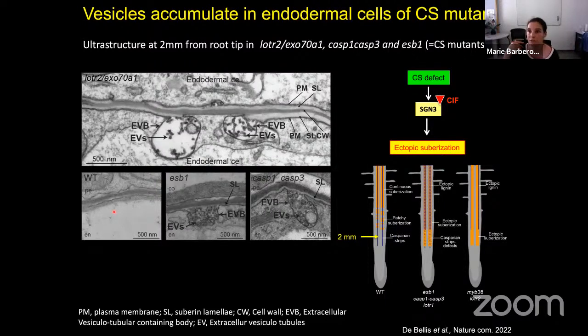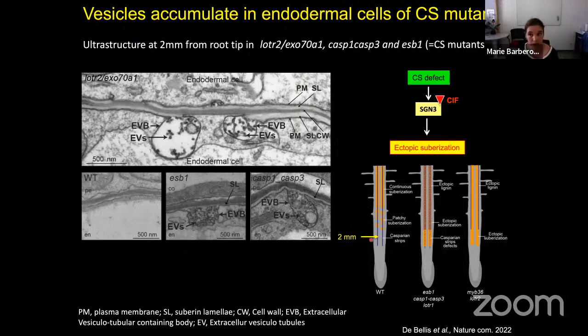So suberin starts very close to the root tip in this mutant. This is a very well-known response to Casparian strip defect that involves the receptor kinase Schengen 3 and its ligand, the CIF peptide. When Casparian strips are defective, a signaling is triggered that repairs the apoplastic barrier, putting ectopic lignin, but also ectopic suberin, very close to the root tip.